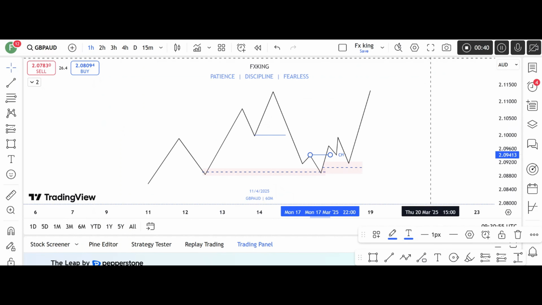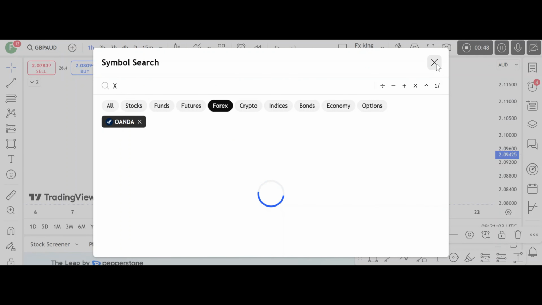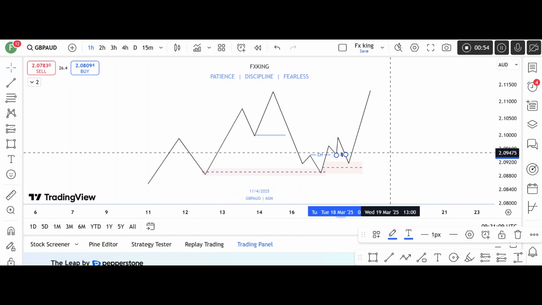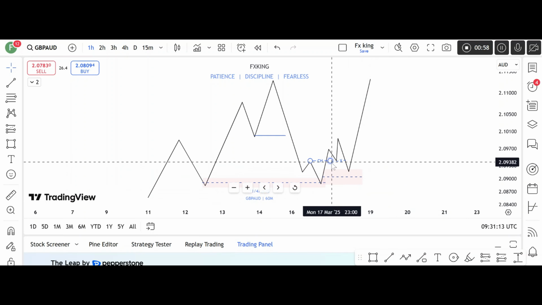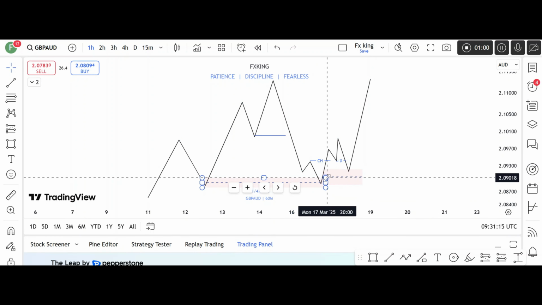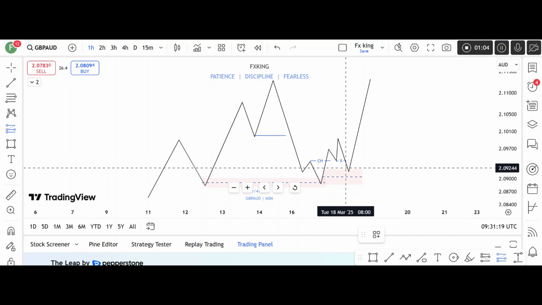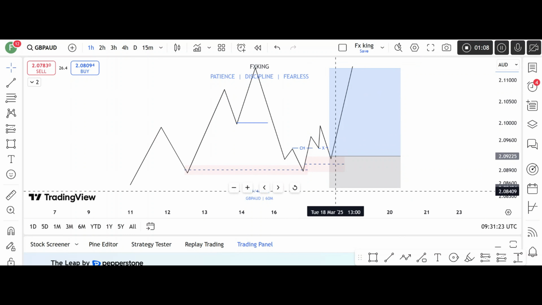Sorry, I mislabeled something. This is our change of character here, and this is our inducement here. So this acts as our liquidity before our point of interest. And normally once this is taken out, we look for an order block below it or a demand zone, and we can buy straight off this entry and target where our next break of structure is.